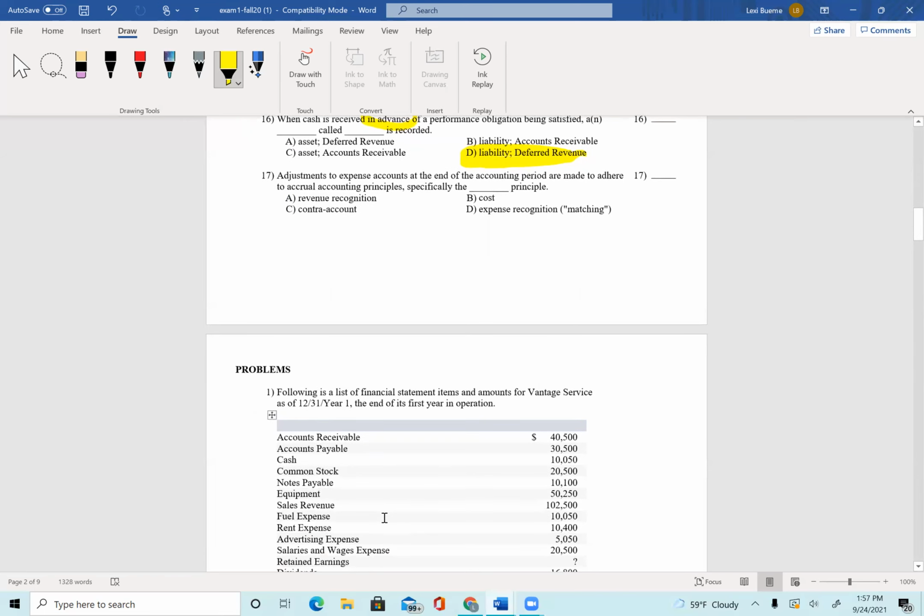Adjustments to expense accounts at the end of the accounting period are made to adhere to accrual accounting principles, specifically the expense recognition and matching. So since it gives you the keyword expense accounts, it would be expense recognition. They match expenses to accrual as well.